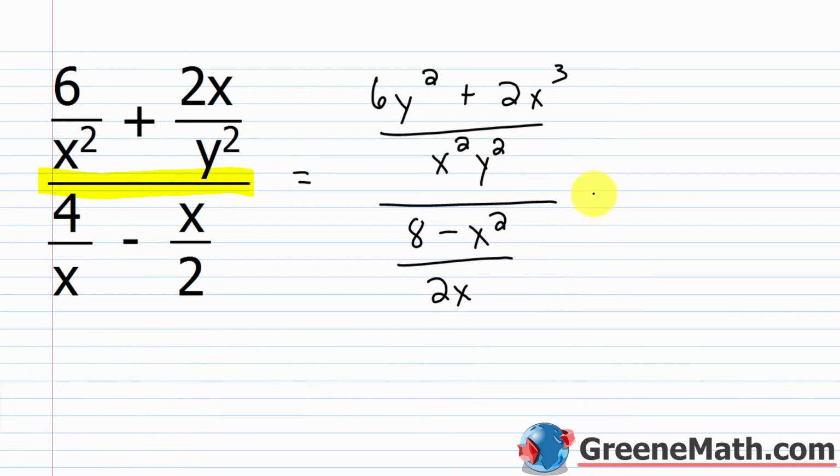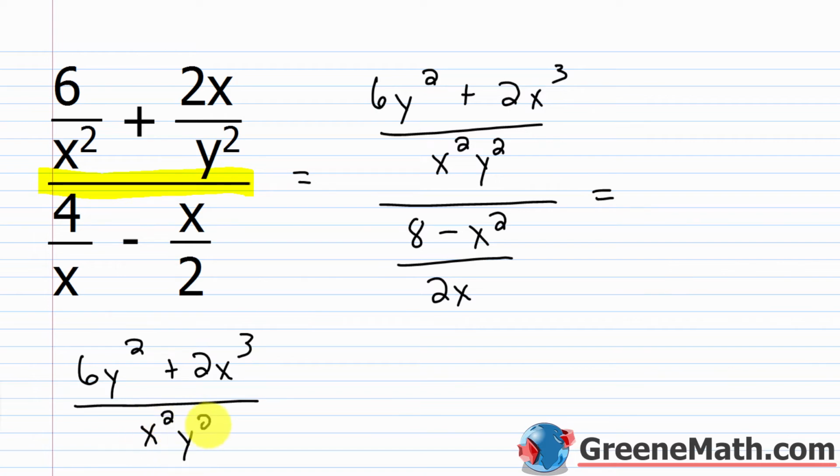So let me erase all this real quick. We're going to set this up as a multiplication. So this top part right here, 6y squared plus 2x cubed over x squared y squared, will be multiplied by the reciprocal of this guy, which is 2x over 8 minus x squared. Now, what can I do to simplify? I noticed that I could pull out a 2 from here, but it's not going to do me any good. But I'm just going to go ahead and factor it anyway.